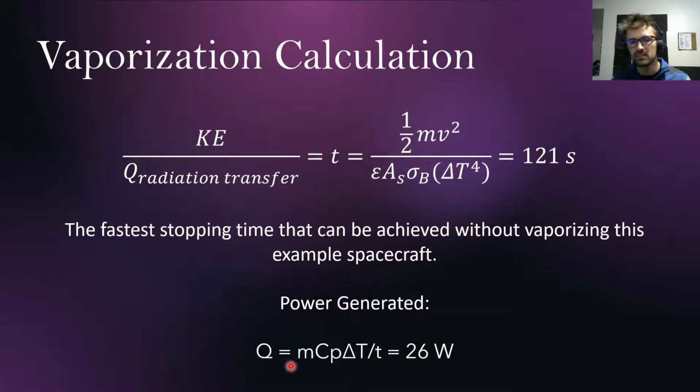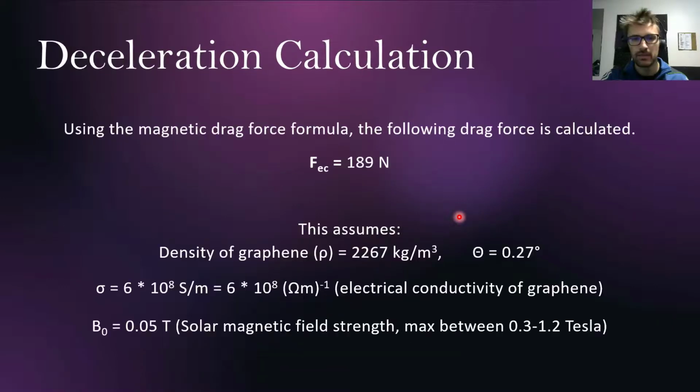And then, of course, because it's all getting heated, you're technically generating power. You just do a quick power generation calculation here, and you find, okay, you get about 26 watts of heat that's placed into the spacecraft for this given deceleration time. So that's pretty cool if you want to heat up anything else on the spacecraft or use that for power. So that's the vaporization calculation.